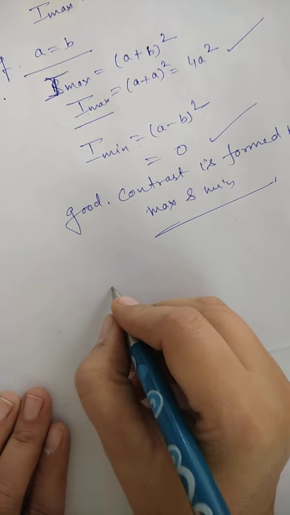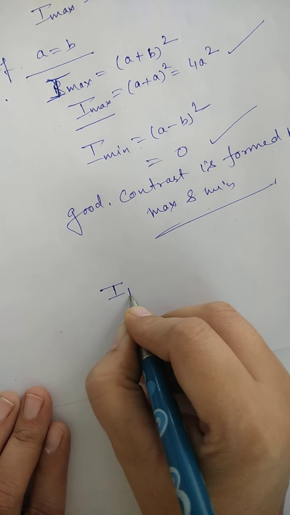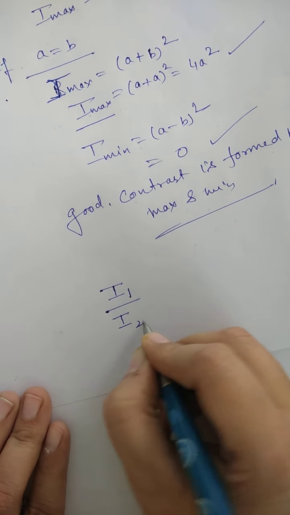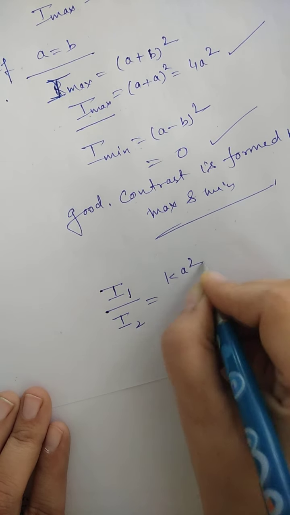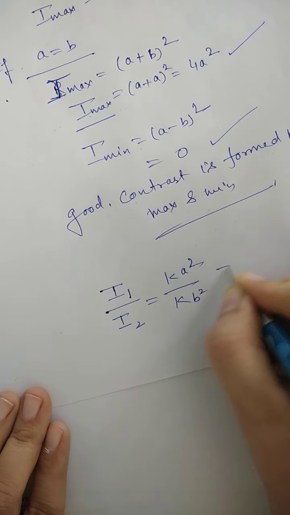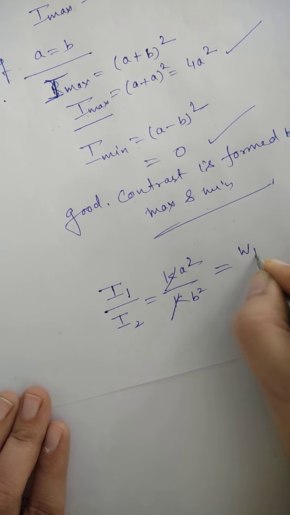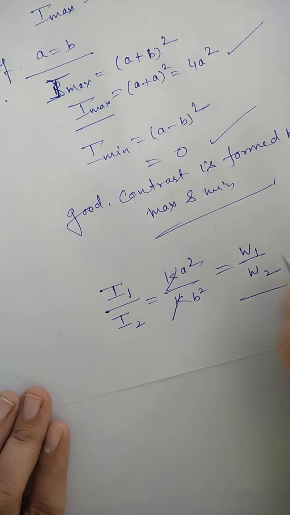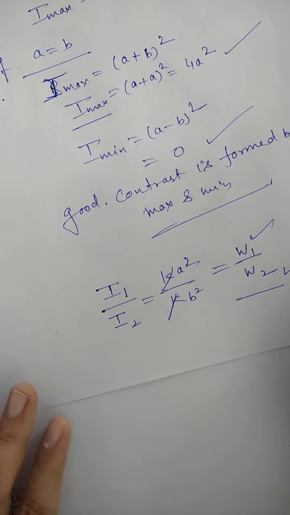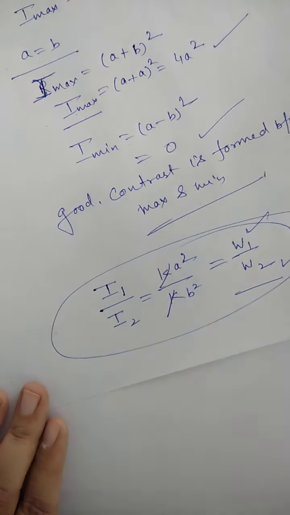अब इसके बाद अगर हम क्वेश्चन करें, there is a relation between maximum intensity of light coming from first source: I1 divided by I2 is equal to K into A square divided by K into B square, and this K gets cancelled out, and this is W1 upon W2. What is W1 and W2? These are the width of the slits.